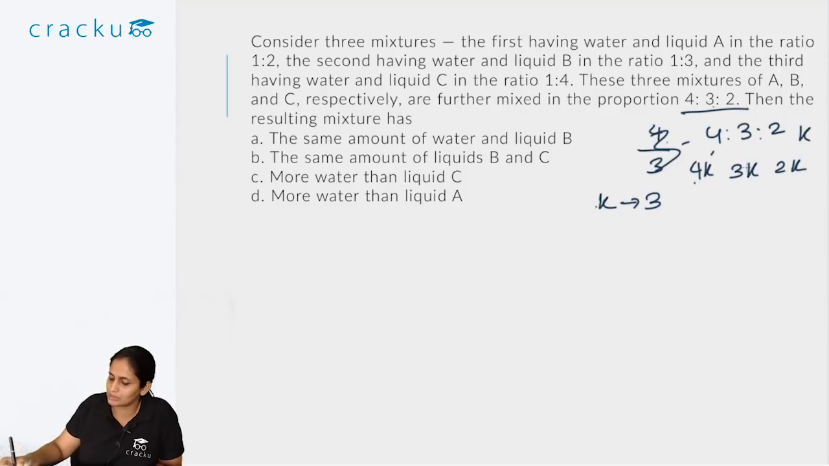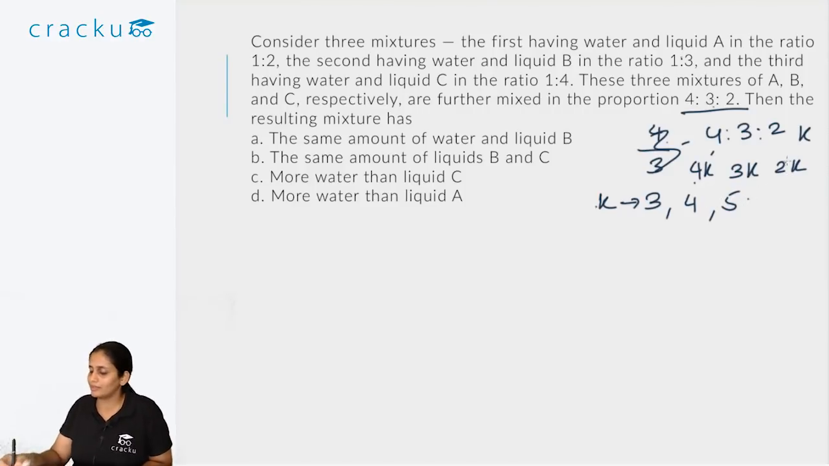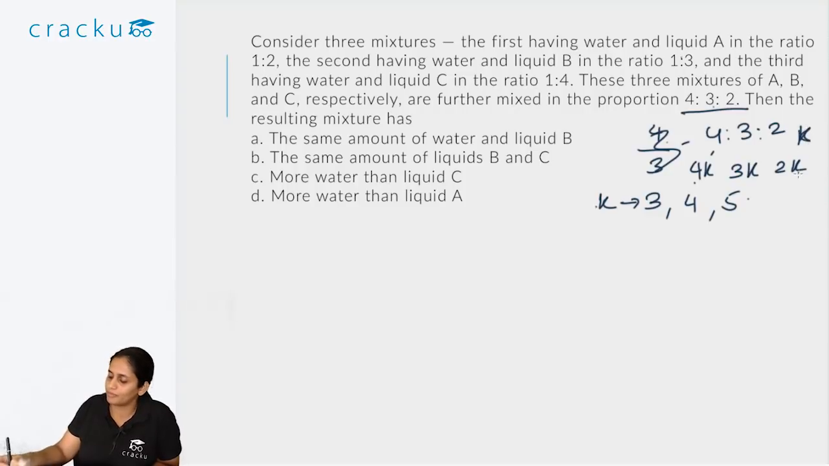Also 3k has to be split as 1:3, so 3k has to be a multiple of 4. So k has to be a multiple of 4. 2k has to be split in the ratio 1:4, so k has to be a multiple of 5. So let's assume a value of k that is 12 into 5, that is 60. So let's assume that k, the common factor, is a multiple of 60, so that we can easily calculate how many units of each are there in the final mixture.